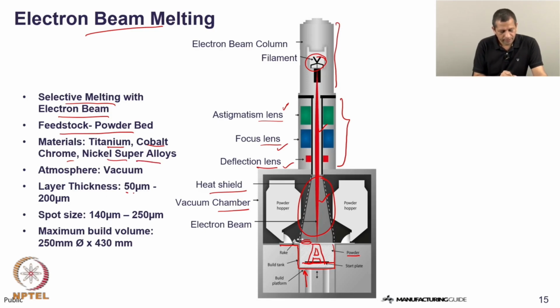The layer thickness that we can achieve in this process is about 50 to 200 microns, which is larger than what we can achieve in a laser based process. The spot size is also larger, 140 microns to 250 microns, which is larger than what we get in a laser based process. And since we have a vacuum chamber and electron beam, we typically cannot make very large parts, 250 mm to 430 mm for this particular setup, because it is difficult to maintain vacuum in a larger volume.